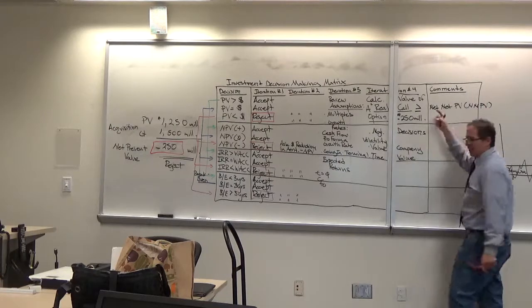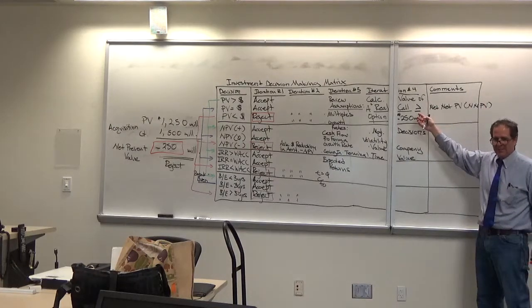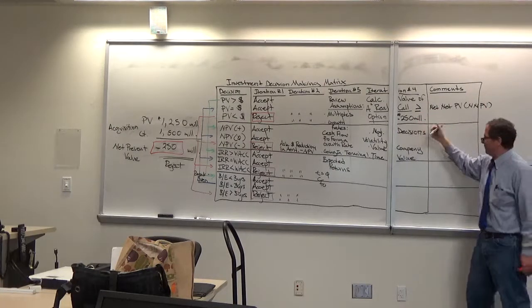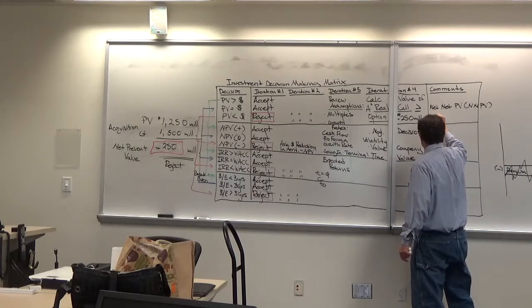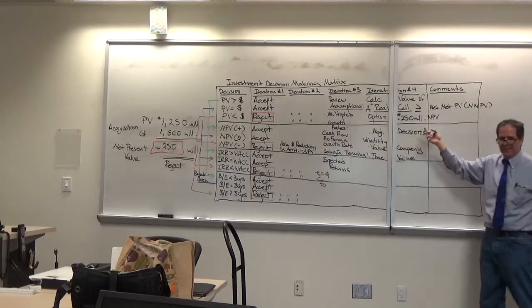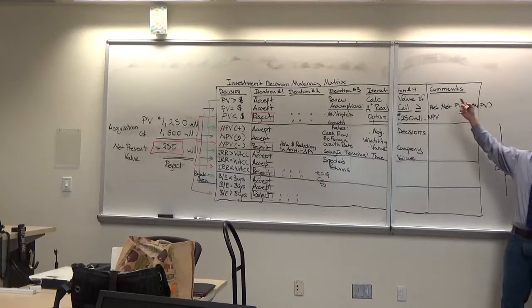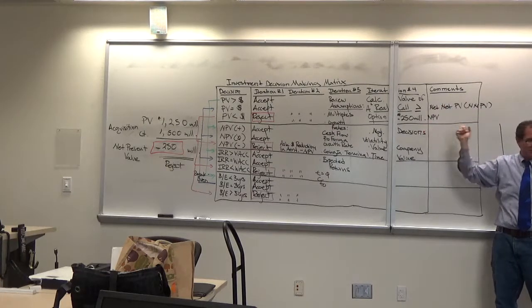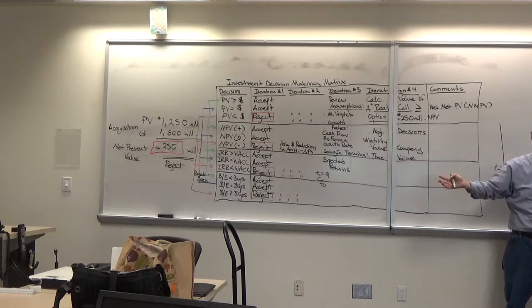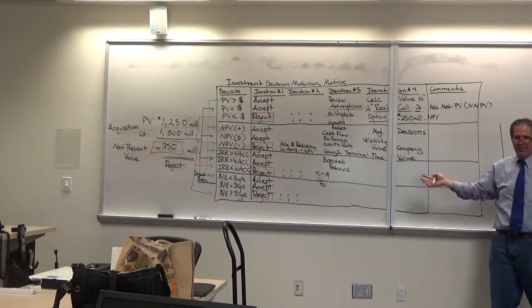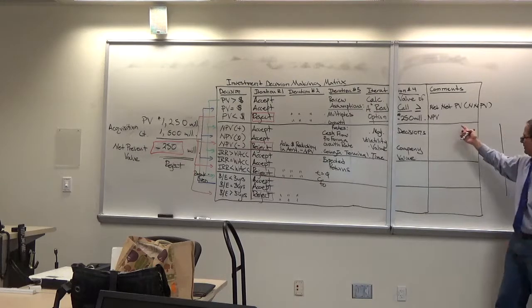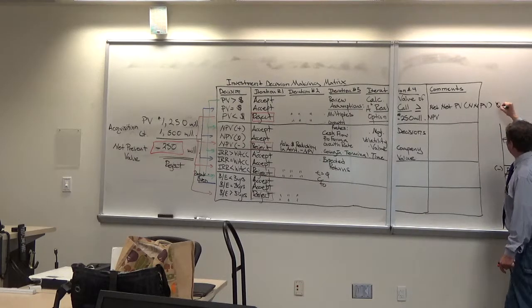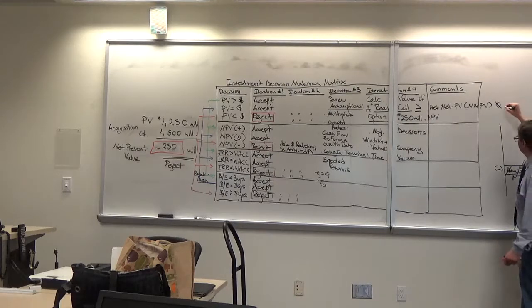So if the value of the real call option is 250 million, and you get a negative net present value of 250 million, what does the value of the real call option need to be to accept this project? 250 million, got it. And if it's 250 million, what's the net present value? 0. Would you accept or reject it? Accept. Got it.